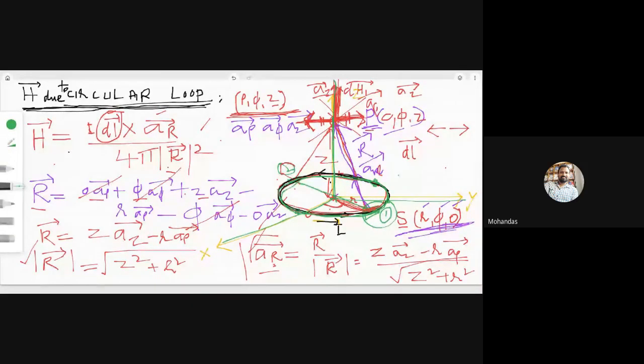Now, the field point is located on the z axis. What is the field point here? Field point P equal to (0, 5, z). Along the circular loop, I selected a small differential length dl vector, and S equal to (r, theta, phi). What is the S here? Source point.